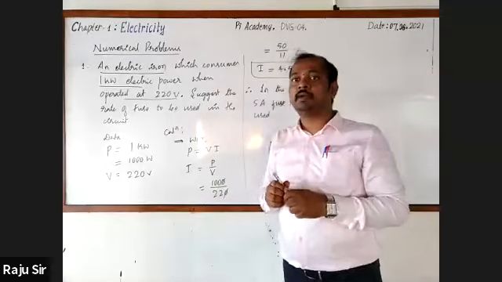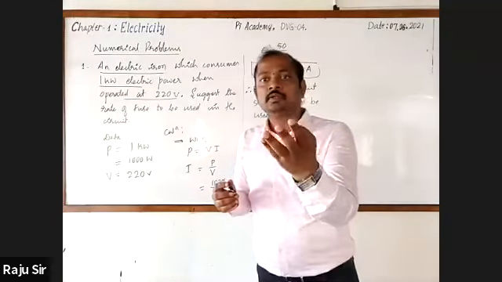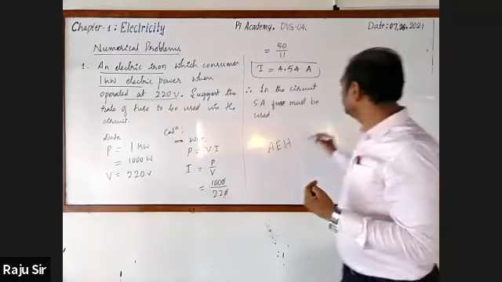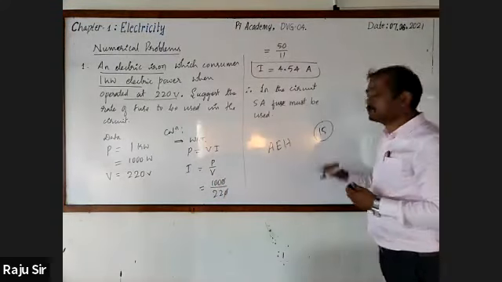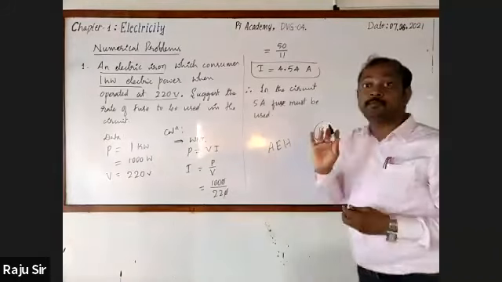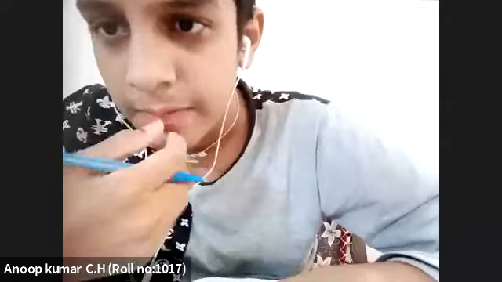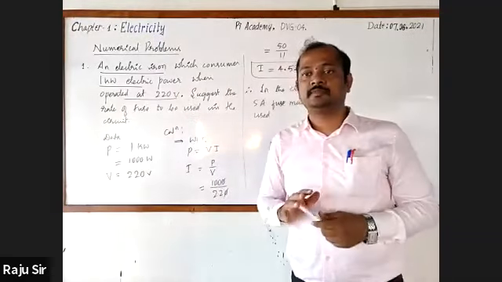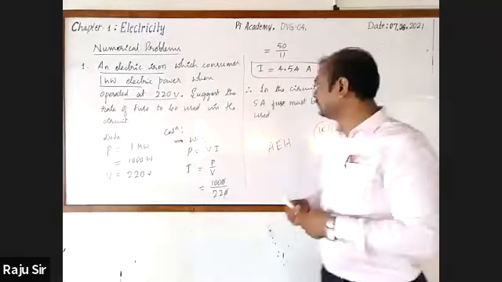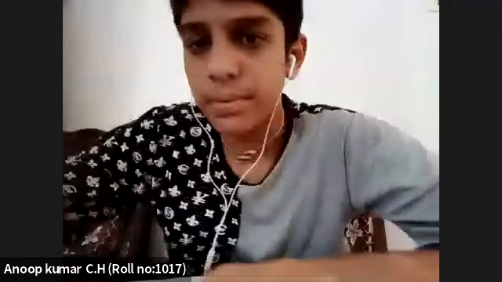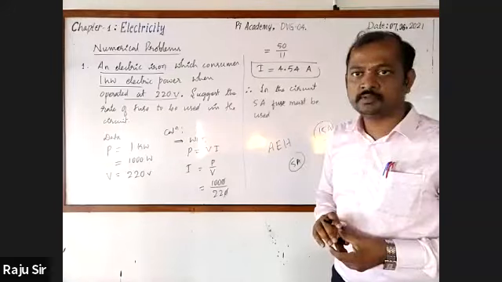Generally, for the circuit where we are going to use heating devices, usually we will go for using 15 amps fuse. 15 amps fuse will be used for heating devices. And for lighting devices just a 5 amps fuse is used. Got it?